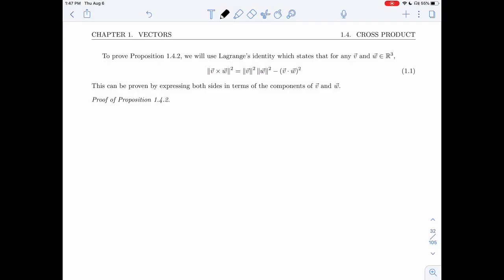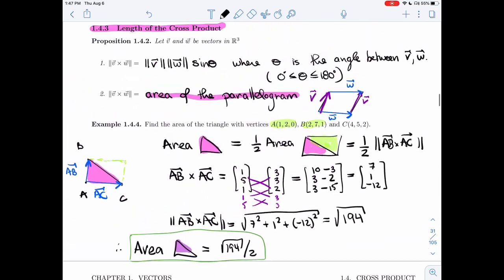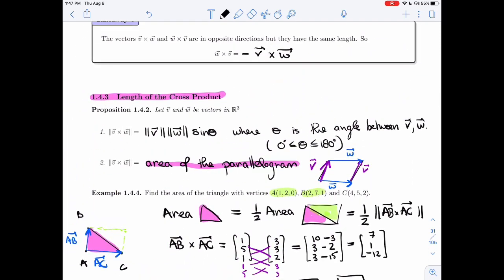In this video, we'll be proving proposition 1.4.2. If you want to look back at what that was, for any vectors v and w in R3, we have that the length of v cross w is equal to the length of v, length of w, sine theta, where theta is the angle between them. And we also have that the length of the cross product is the area of the parallelogram formed by v and w.